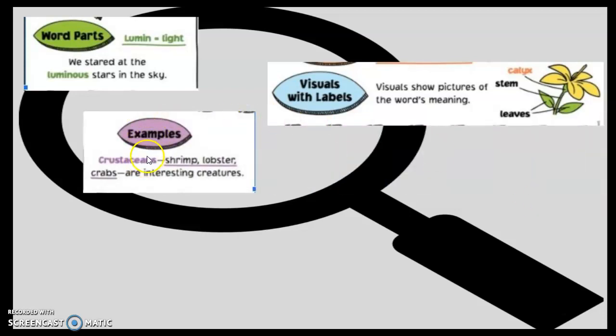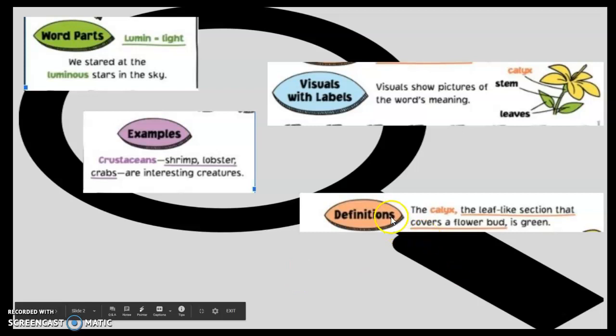Examples. When you see a word like crustaceans, and maybe you've never heard or seen that word before, but beside that word, there is a list of things. Those are examples. So, crustaceans: shrimp, lobster, crabs are interesting creatures. So, these here that are separated with a comma in a list form, these are examples of crustaceans.